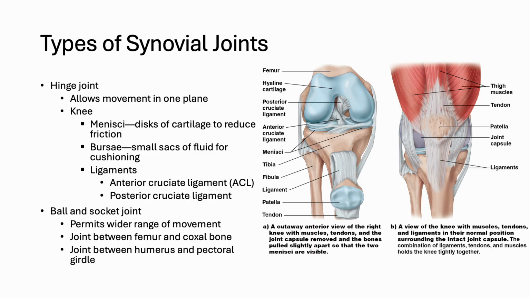Ball and socket joints such as the shoulder and hip permit movement in multiple planes, including rotation, making them the most flexible type of joint. Their design allows for a wide range of motion that makes them more vulnerable to dislocation or injury.